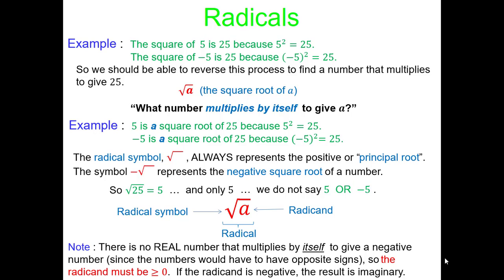So notice that there is no real number that multiplies by itself to give a negative number, which simply means that you can't take the square root of a negative number. And the reason for that is that numbers would have to have opposite signs in order to get a negative number, and therefore they wouldn't be the same number. So if you take a look at the square root of 25, the reason that's 5 is simply because 5 times itself gives 25. But if I said the square root of negative 25, nothing could multiply by itself to give me negative 25. So the radicand must be greater than or equal to 0.